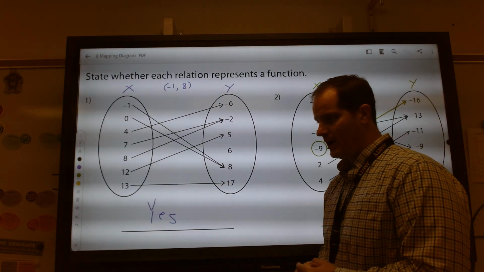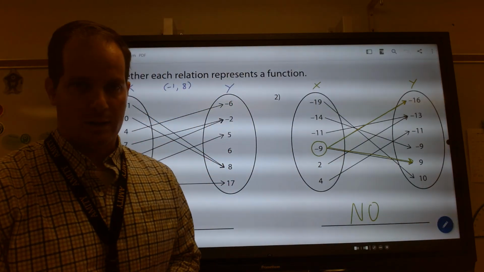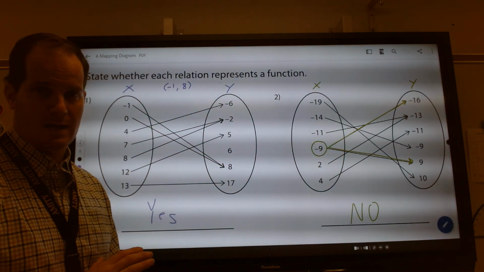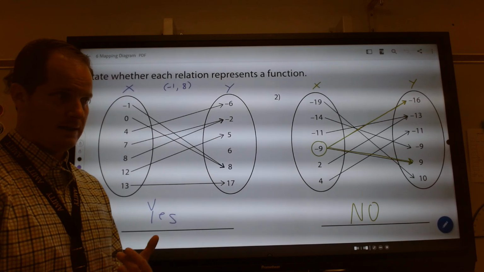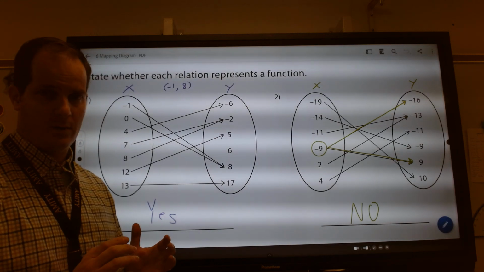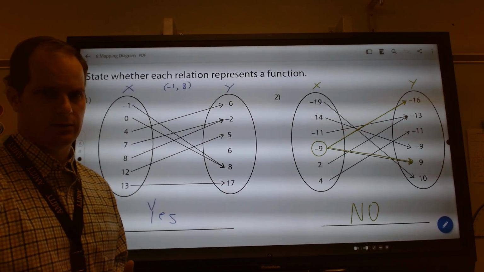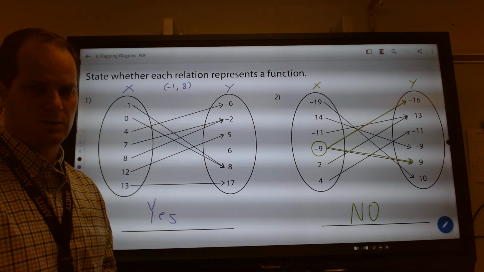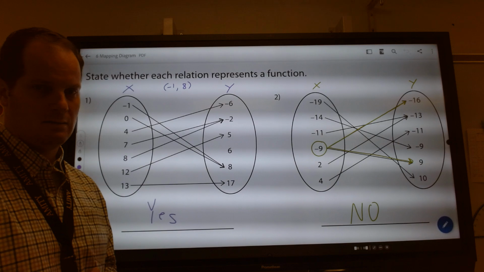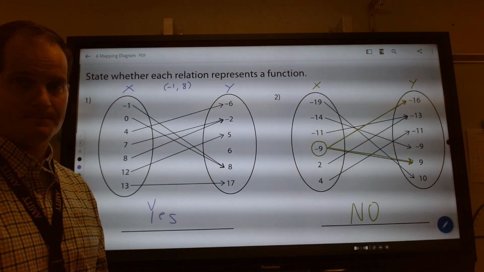So I hope this video helps. Again, as you're working through this, there are different ways to represent relationships, whether it's lists of finite coordinate points, tables, or graphs, but mapping diagrams are just another way to see if something is a function or not. I hope this helps.